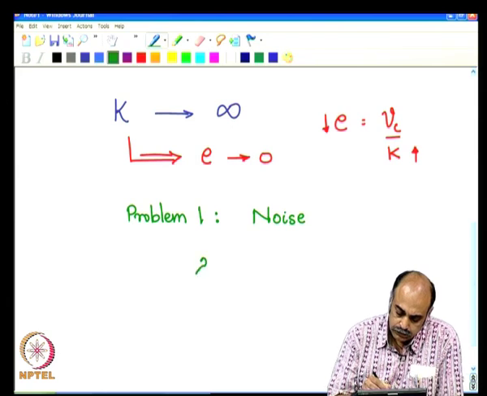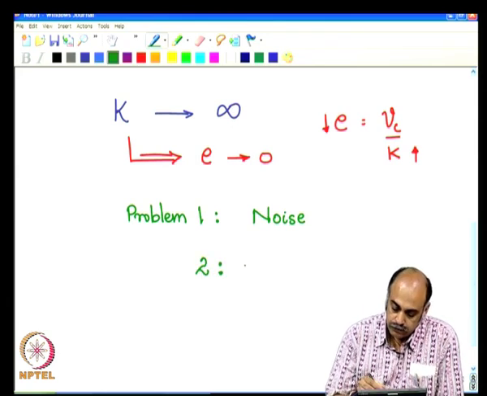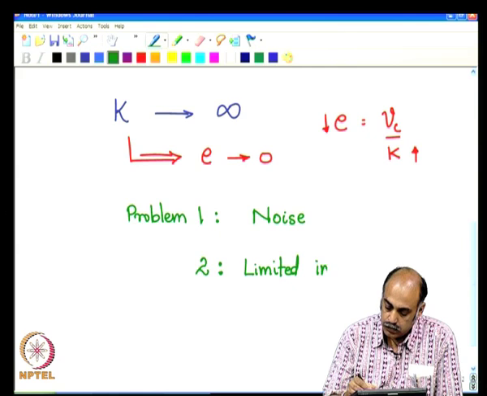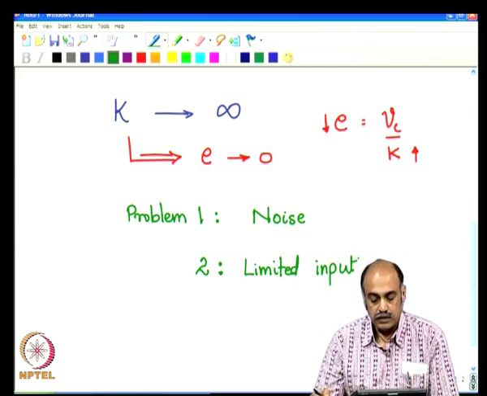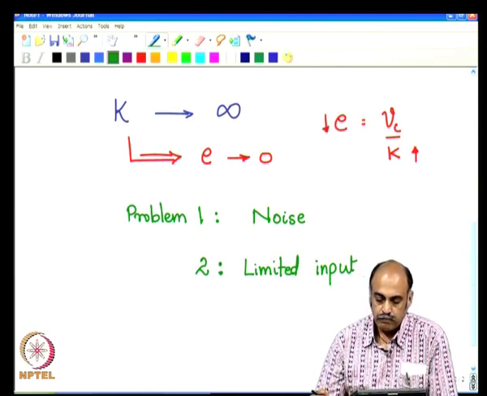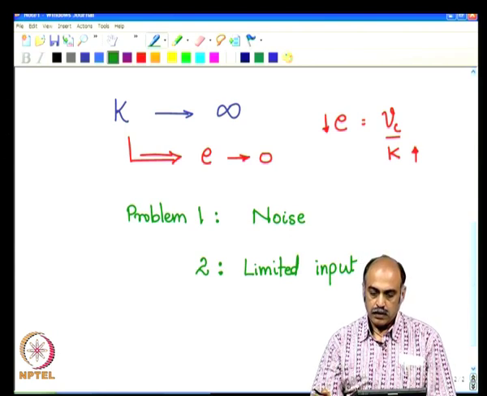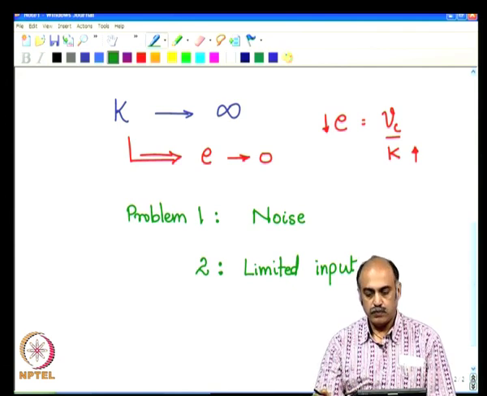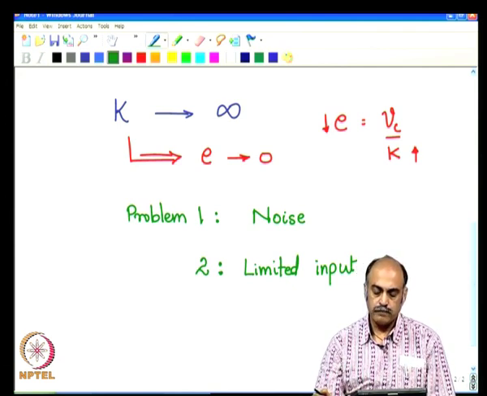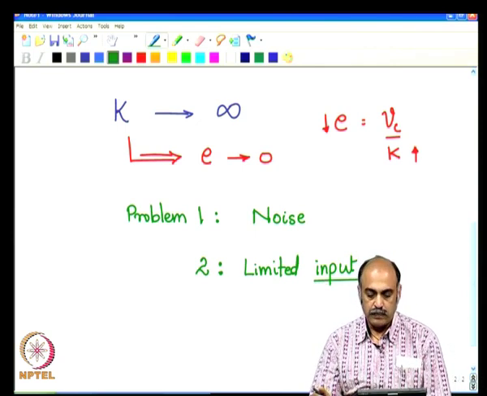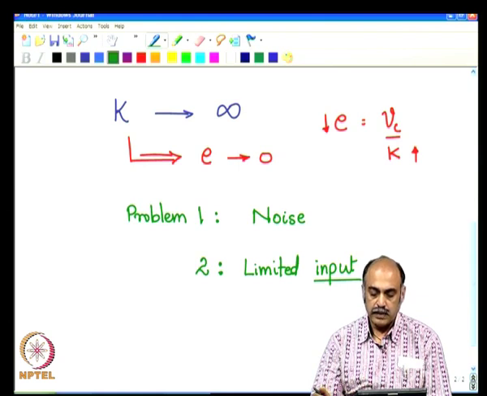The second problem was that of limited input to the system. That is the power supply which is given to the signal conditioning circuits of the switched mode converter, DC-DC converter, is generally plus minus 12 volts or plus minus 15 volts, 0 to 5 volts, 0 to 3.3 volts and so on. And these put a limit on the absolute input voltage value. And therefore, as a consequence, you cannot give any value from minus infinity to plus infinity.